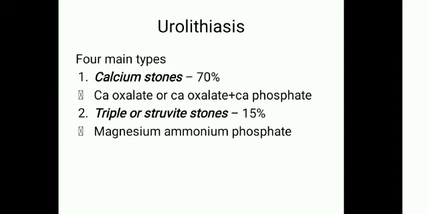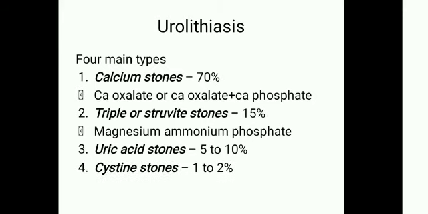The second type is the triple stone or the struvite stone, which constitutes 15% of the total renal stones. This triple stone is made up of magnesium ammonium phosphate. That's why it is known as triple: magnesium ammonium phosphate. The third one is uric acid stone, which constitutes 5 to 10% of all renal stones. The fourth one is the cystine stones. So these are the four types of renal stones or urolithiasis.